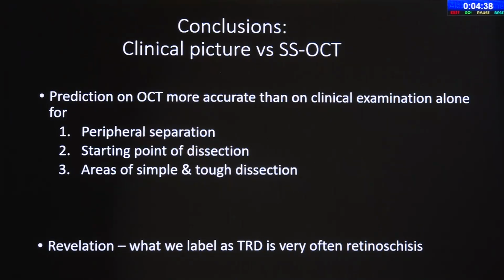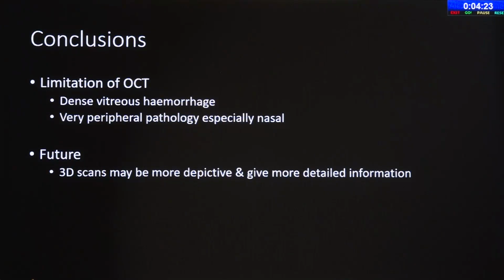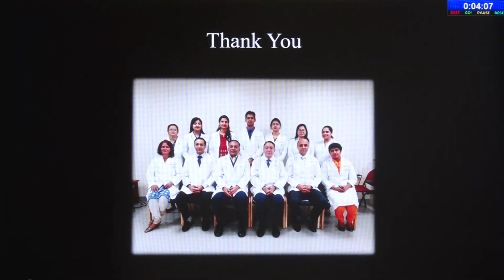And it's more accurate than a clinical exam for the peripheral separation, the starting point of dissection, areas of simple and tough dissection. And one thing which we found is sometimes what we call TRD is very often a retinoschisis. I think it's a very important point. Of course, the limitation is that if you have a dense vitreous hemorrhage or very, very peripheral pathology, it will fail. So we have to rely on B scans in these cases, which are not so precise. And in the future, 3D scans may give more information. Thank you.